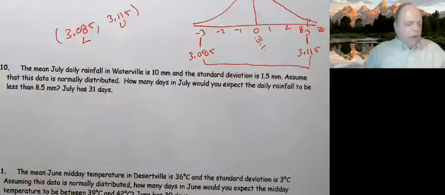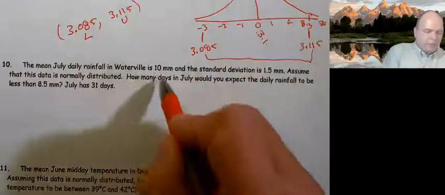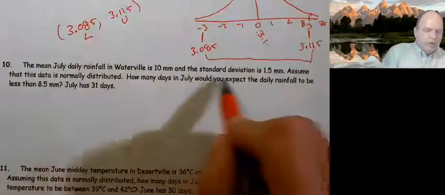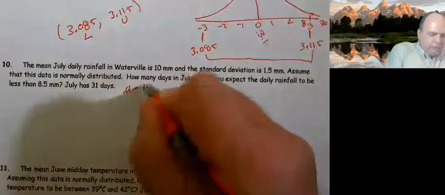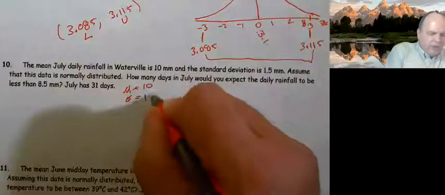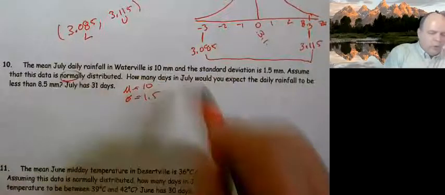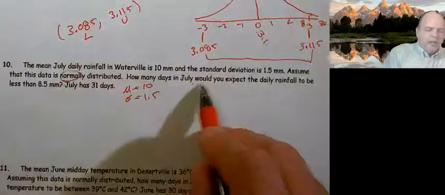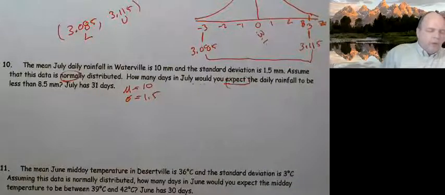The July rainfall in Waterville is 10 millimeters, and the standard deviation is 1.5. So we have a mean of 10, a standard deviation of 1.5. Assume that the data is normally distributed, so we're dealing with a normal. How many days in July would you expect the daily rainfall to be less than 8.5 millimeters?